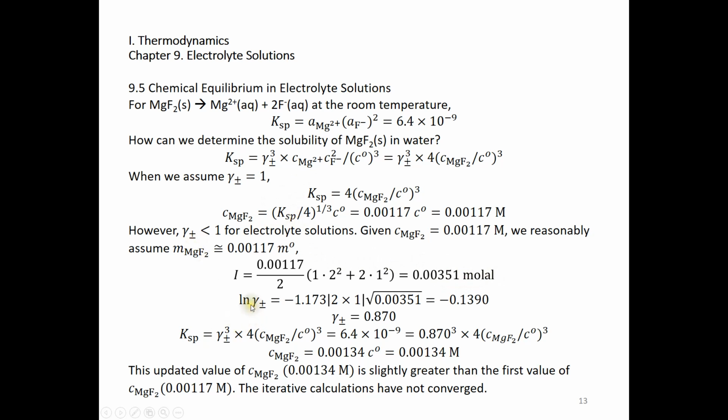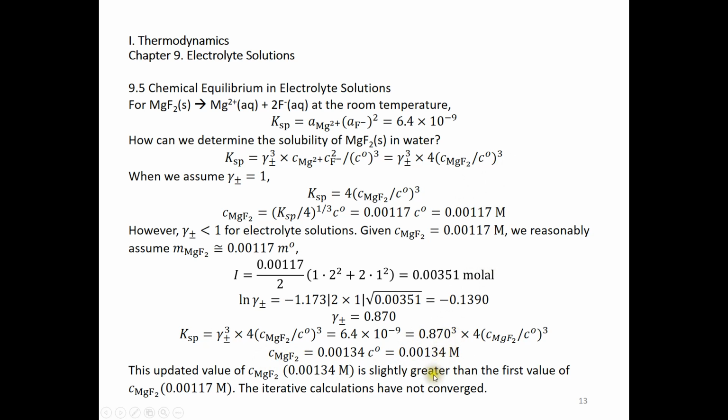We can compute the value of gamma this way. Our log gamma is negative 1.173 times the charge of magnesium, the charge of fluoride, and then the square root of ionic strength. We get a small negative number, and then gamma is e to the power of negative 0.139. Gamma is 0.87. So we get a new value of gamma. It's no longer 1, and we use this new value of gamma to plug into this equation, and KSP is still this value. Once we plug in the new value for gamma, we get 0.87 cubed times 4 times this cubed. We solve this equation and we get a concentration of magnesium fluoride to be 0.00134 molar, and this number is greater than this number.